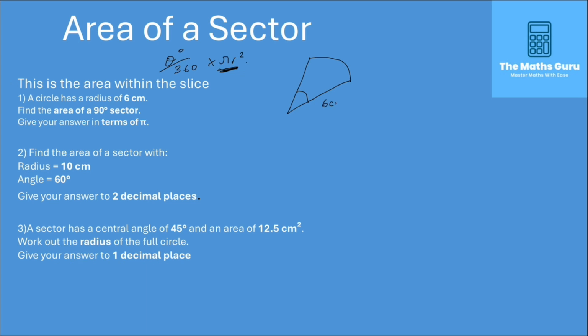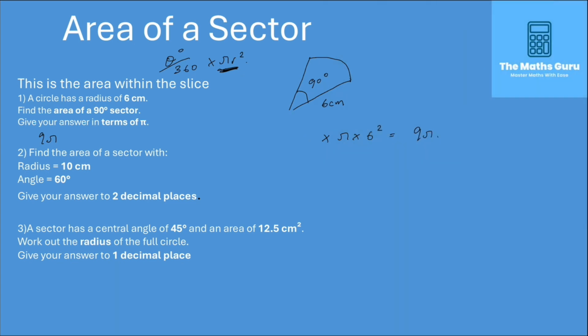The circle has radius 6 centimeters, and find the area of a 90 degrees sector. I know it's not to scale, but we can just use our diagram like this, and we need to find the area of our sector. So 90 over 360 times pi times 6 squared is going to give 9 pi. And leaving our answer in terms of pi, that is obviously going to be our final answer.